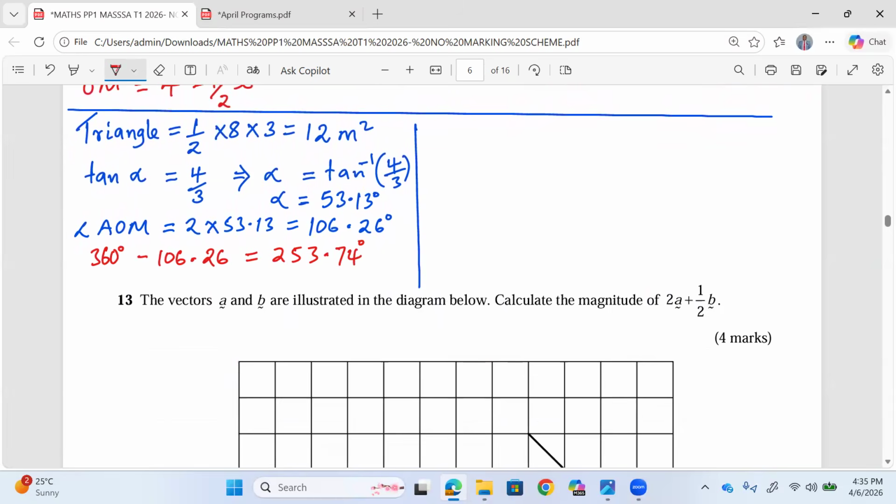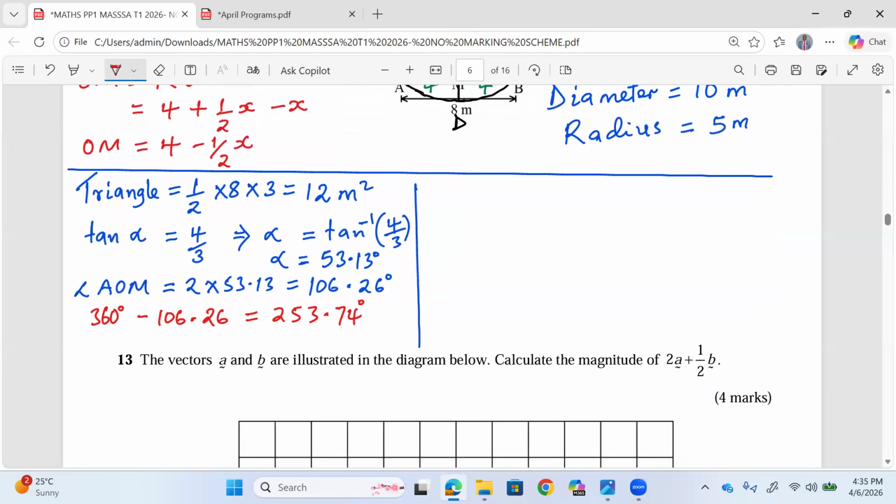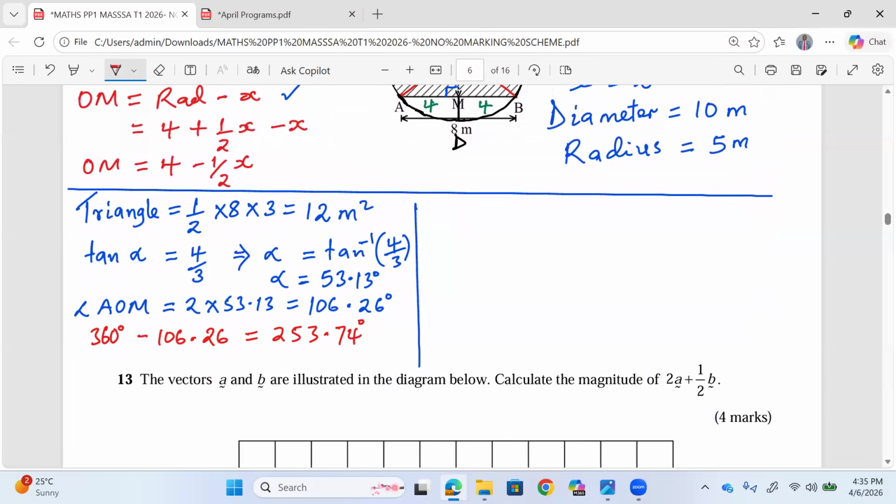Now this is the angle that will be used to find the area of this sector. So the major sector's area shall be beta, the angle at the center, 74, sorry, over 360 pi.